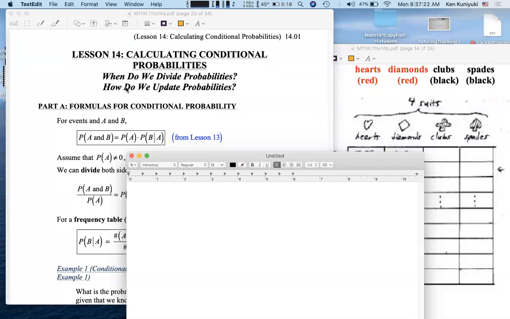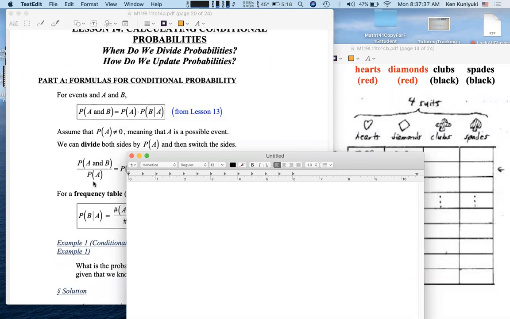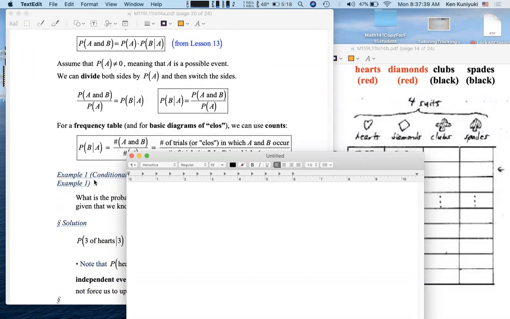Hi everyone. In lesson 14, we're going to calculate conditional probabilities. We're going to see when we divide probabilities and how we update probabilities, the Bayesian approach. Now, first of all, let's go back to the idea of a conditional probability.